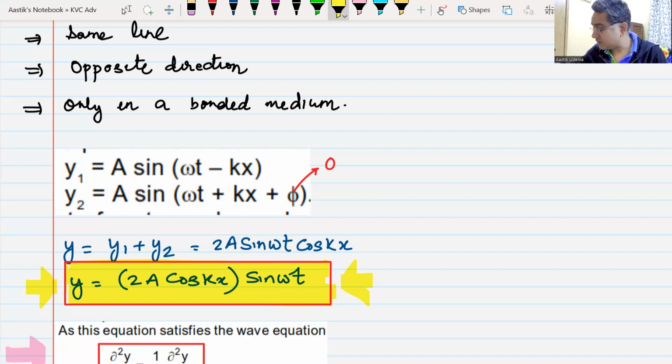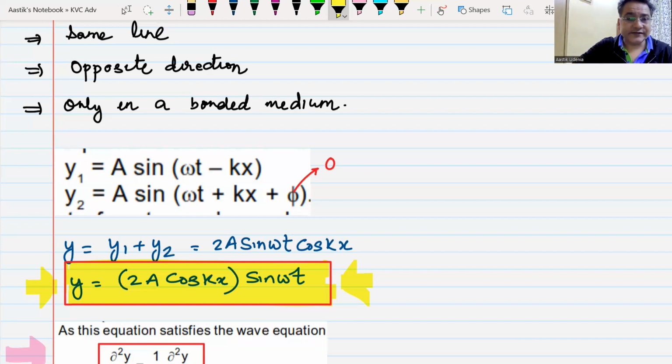From this equation, 2a cos kx sin omega t, using the formula 2 cos A sin B, you can find out the constituent waves. So you can convert product into addition, and from there you will get the wave equation of the constituent waves. We have just taken one example. It's not possible for us to write all the equations because this is simple trigonometry.